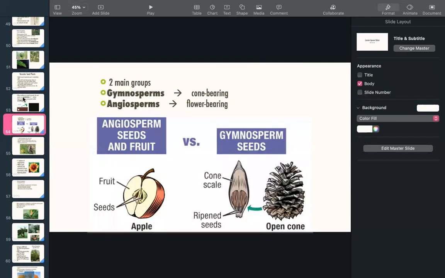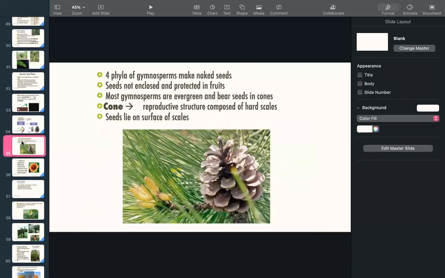There are two main groups of vascular seed plants. We have the angiosperms and gymnosperms. The gymnosperms are cone-bearing plants. We call the seeds naked because they're not enclosed inside of a fruit. And then you can see that the angiosperms have the seeds enclosed inside of a fruit.